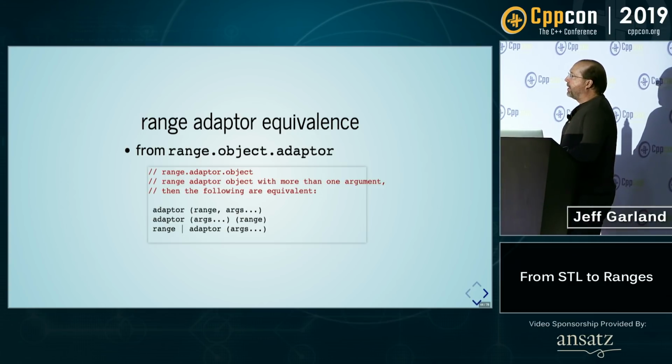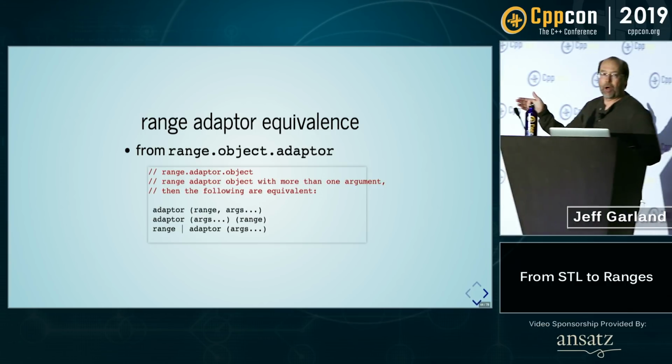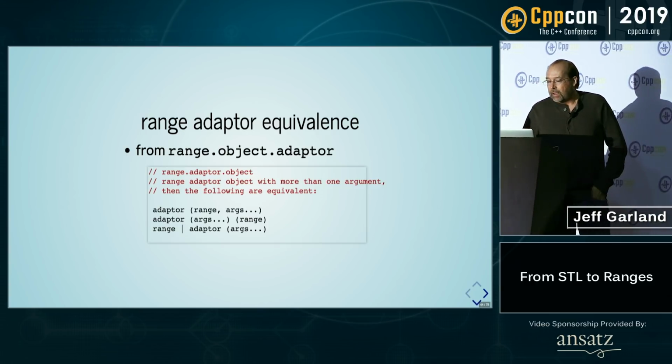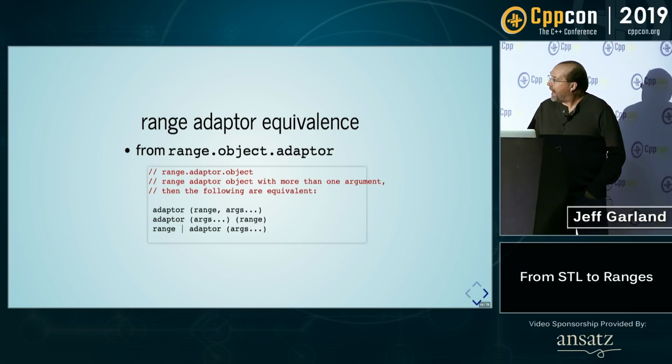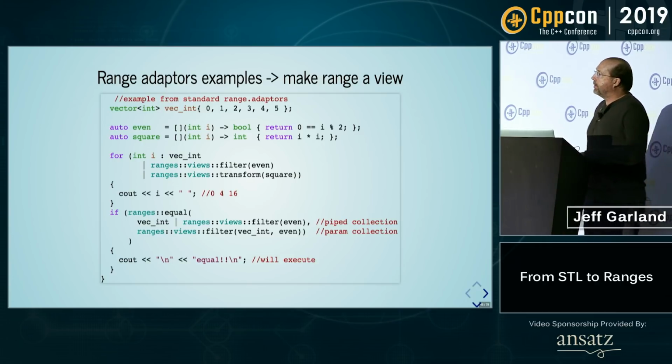So if you dig into the standard, you'll see this little bit of information. It says an adapter constructed from a range and a list of arguments is equivalent to an adapter with a set of arguments in a range, or a range piped to an adapter with a set of arguments. Those are all equivalent ways to write the same code. And I have to say, the first time I encountered ranges, this went completely over my head. I had no idea. So let's look at a little bit more complicated case.